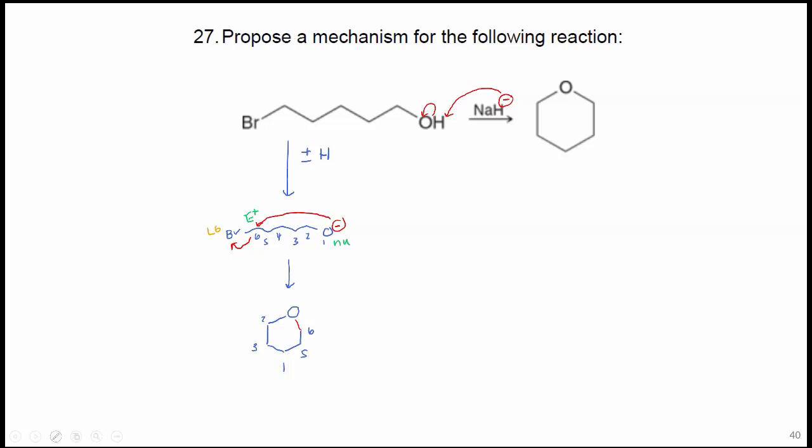So that's how we would do the mechanism for that particular problem. And this functional group is an ether that's made using an alcohol. So we'll see more of that tomorrow.